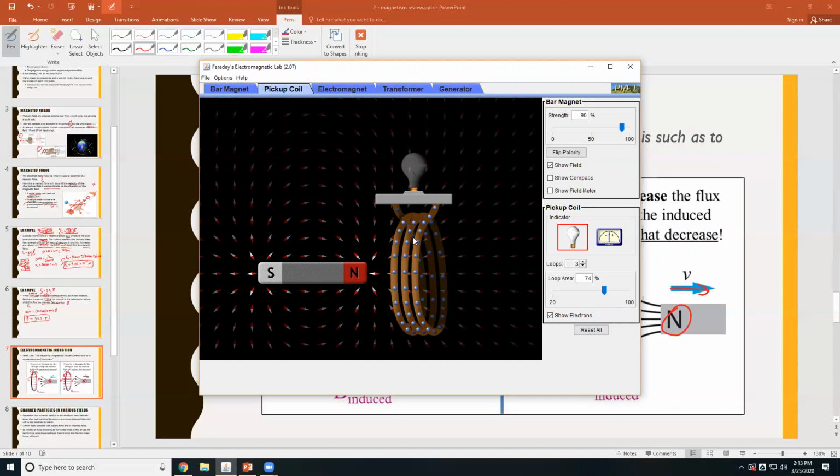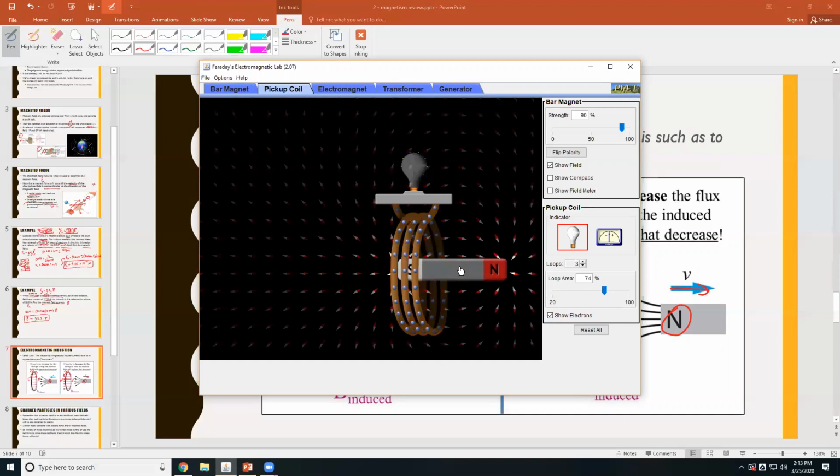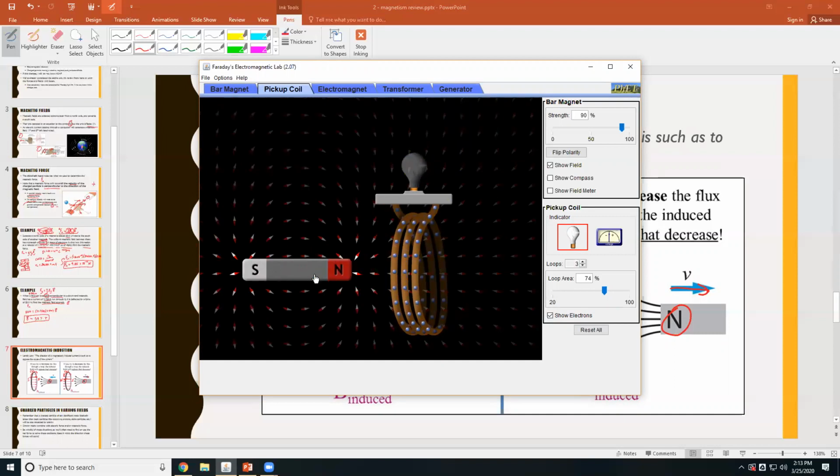Now, you're also probably noticing this little light bulb on here. What this is really showing is, of course, when you have an alternating current going back and forth, that motion of electrons is actually going to be what powers the light bulb up on top. So if I move this back and forth, the light bulb turns on to various extents, right?